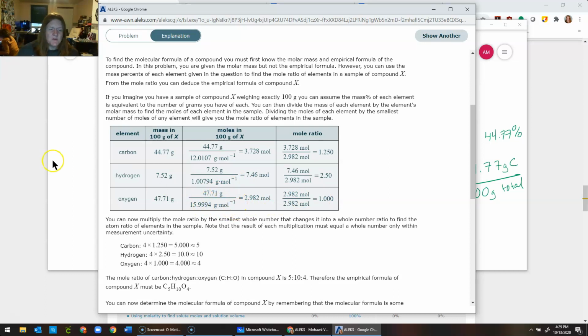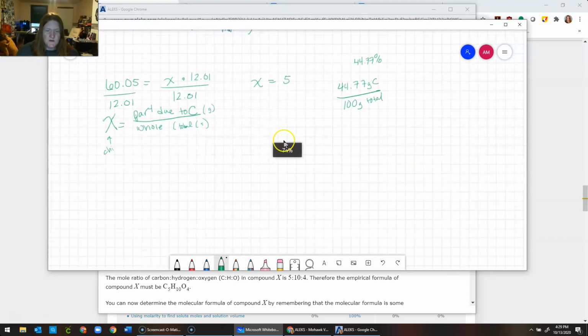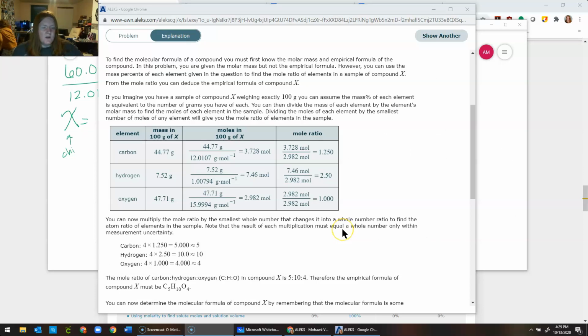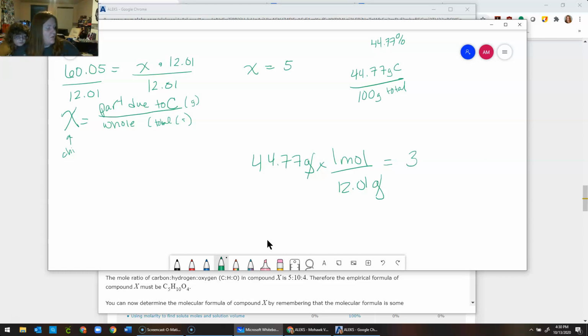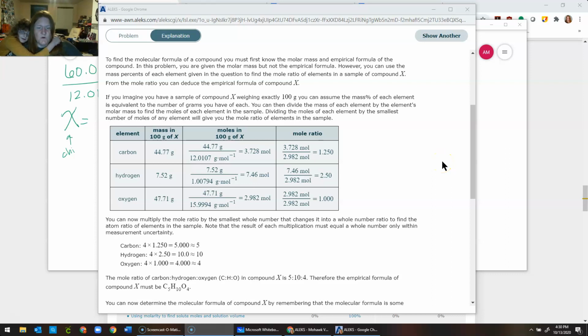By the way, this part might make more sense to you guys if I write that the way that we've been practicing. So going back to carbon again, they wrote 44.77 grams. If we wanted to figure out how many moles that is, we would go 1 mole per 12.01 grams, right? So that's what they're doing. That's where the numbers are coming from. They're just not showing it as dimensional analysis, but that's the way we've been working on it. So maybe that makes a little more sense that way.